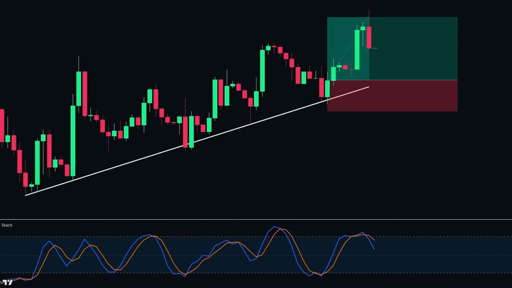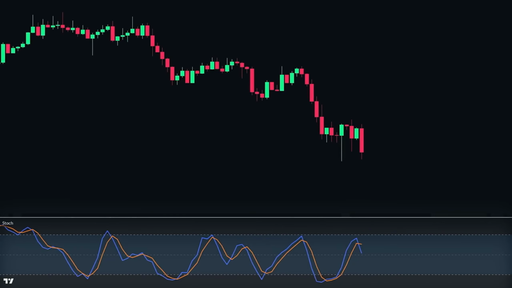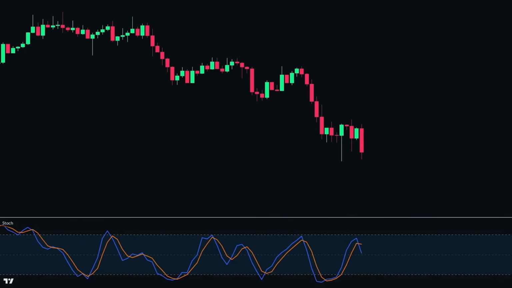Let's look at another example. In this chart, we already have our stochastic with the custom settings applied. Next, we can see an obvious trend line that we can draw at these swing highs. So just draw it right there.